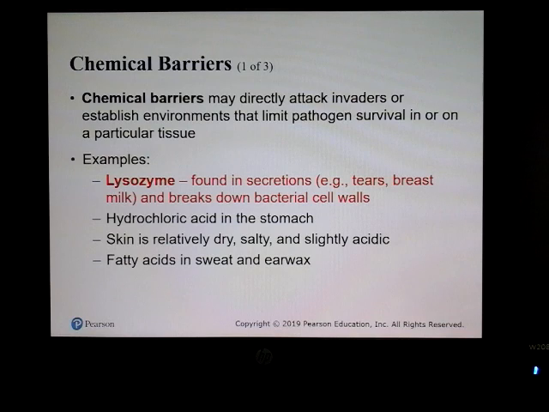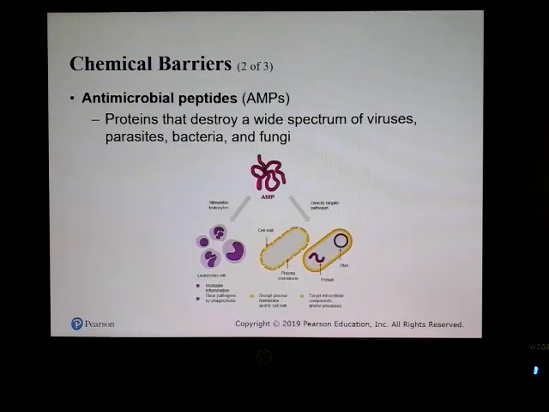Now, for our chemical barriers, there are several, but please focus on lysozyme. It's found in secretions like tears, breast milk, etc., and it helps break down bacterial cell walls. So it will break down the peptidoglycan that's found in bacterial cell walls.